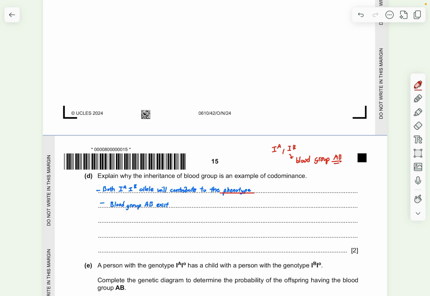So just give an example to show that your understanding of codominance is that if you have two different alleles, it will still show up something. It will not show you, let's say it's IA and IB, in the result they only give you IA. No, it doesn't work like that. It's not like a regular genetic inheritance. This is codominance. It means that both alleles can express something.